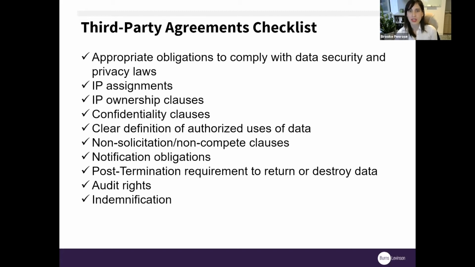Non-solicitation and non-compete clauses may be relevant depending on the nature of services. Increasingly, we're also seeing data breach and misuse notification obligations, sometimes even audit rights provided for so that the party providing the data has the ability to audit the receiving party to check for data misuse or non-compliance issues. Finally, indemnification provisions are increasingly common, as are carve-outs for any liability limitations as applied to data breaches.